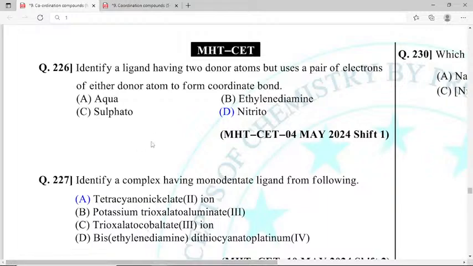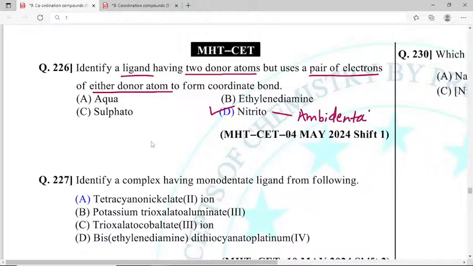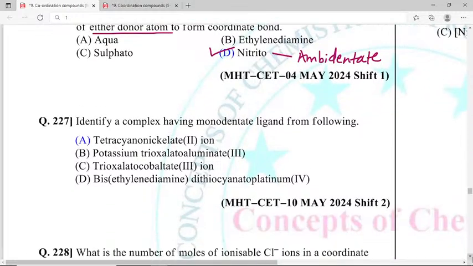Identify a ligand having two donor atoms but uses a pair of electrons of either donor atom. Ambidentate ligand. It is ambidentate. The ligand having two donor atoms but uses a pair of electrons of either donor atom to form a coordinate bond is called an ambidentate ligand. Nitro, nitrito, cyanide, isocyanide.